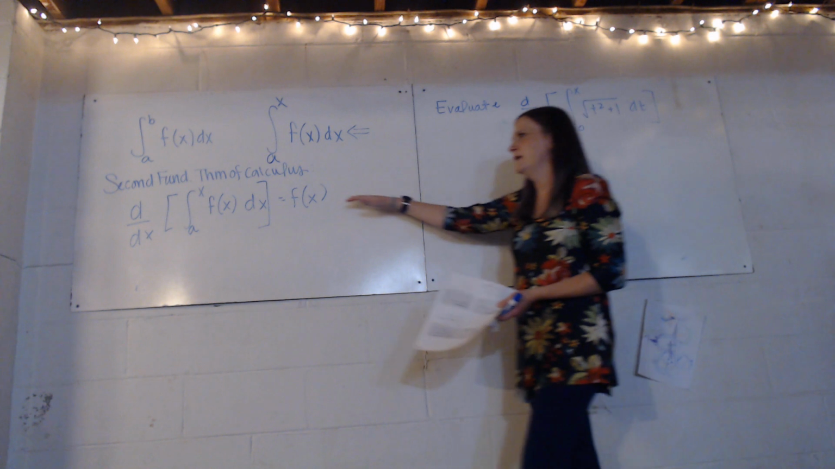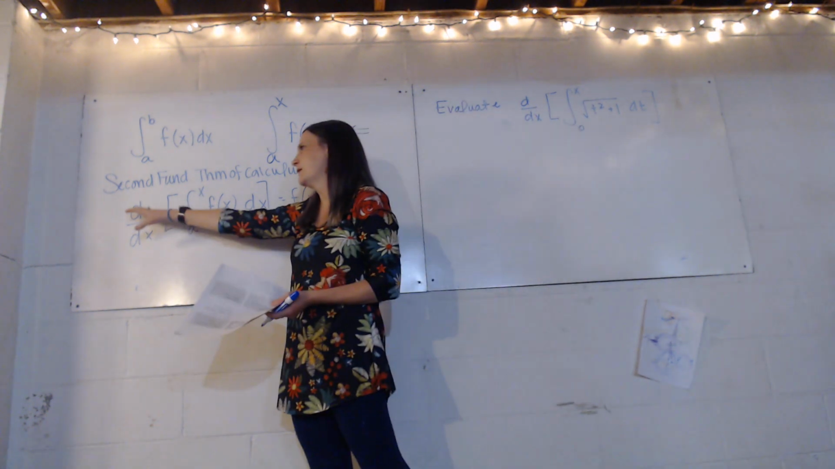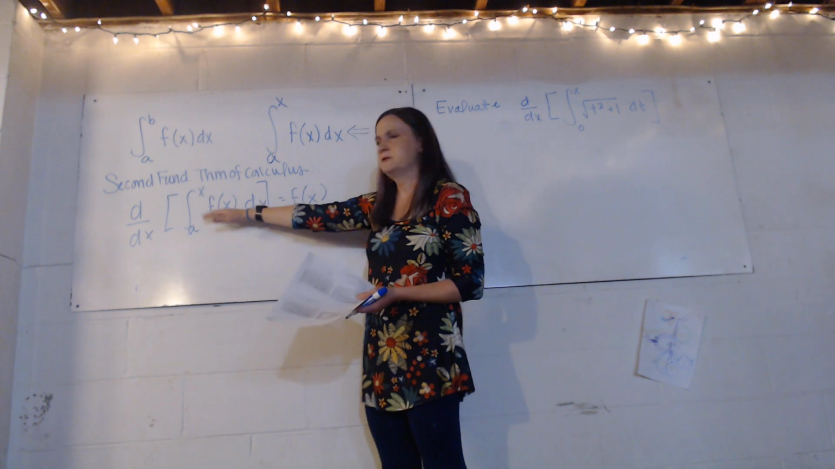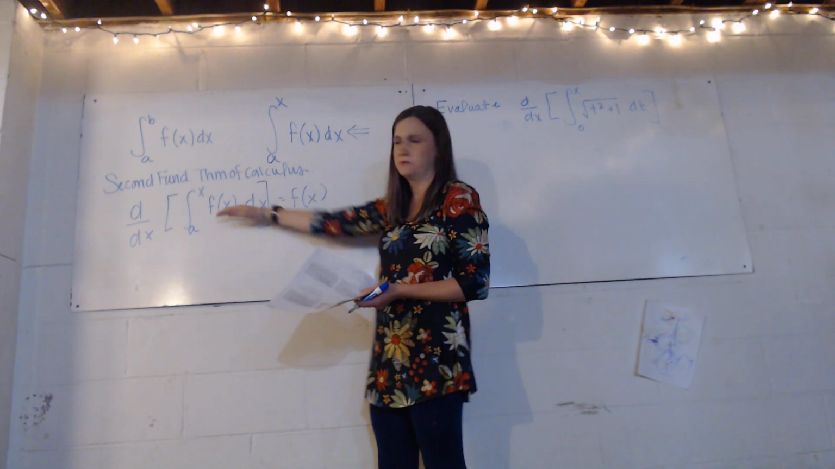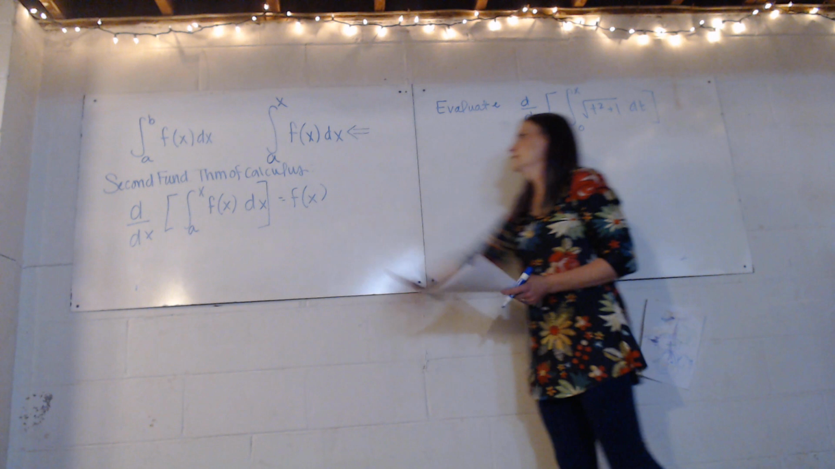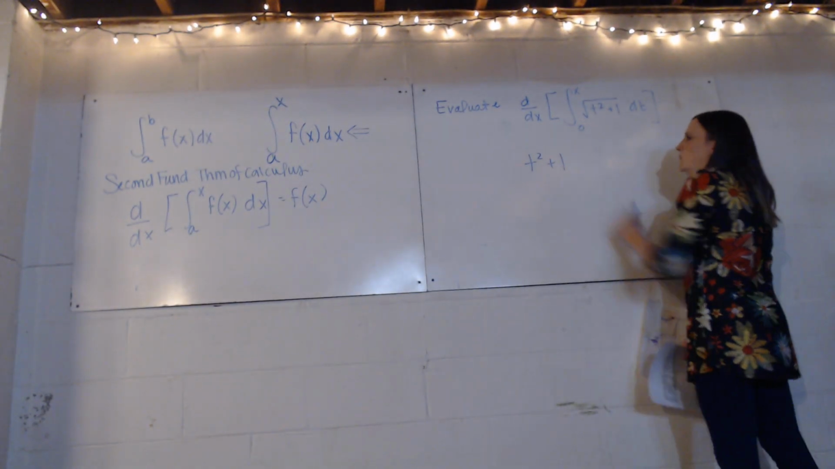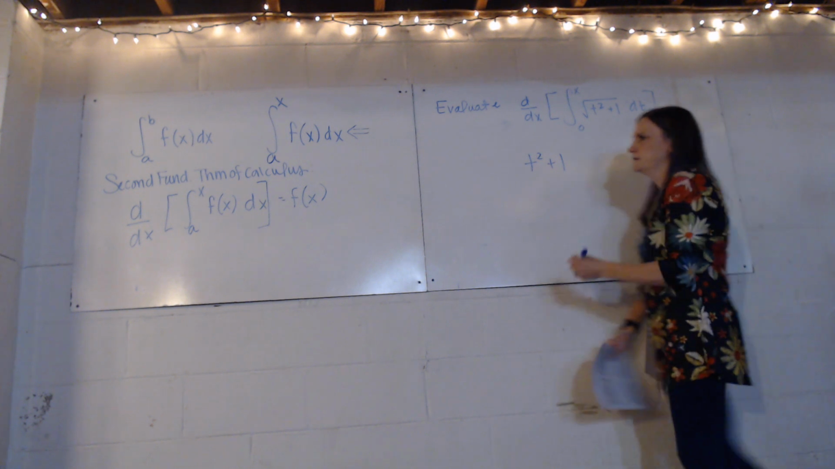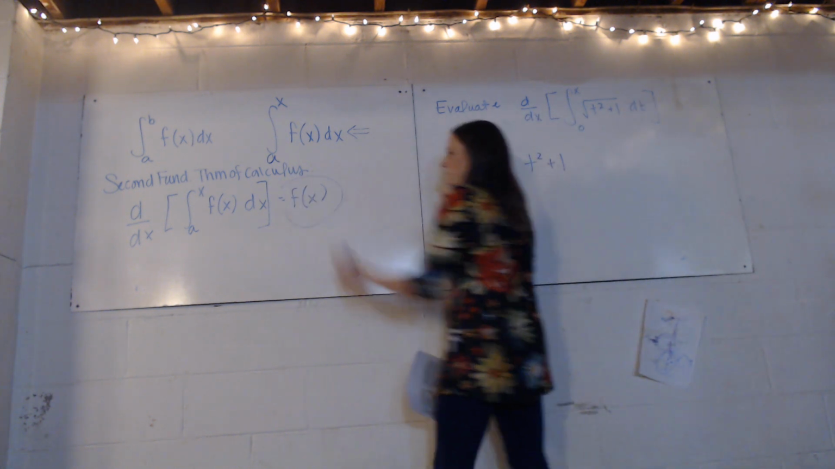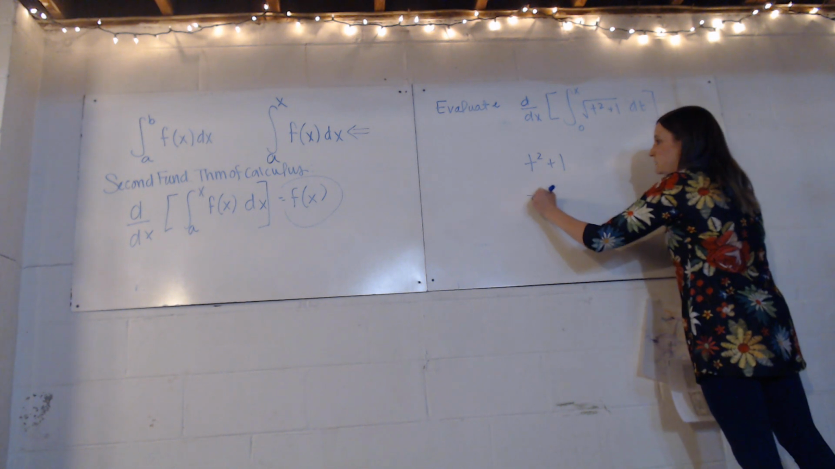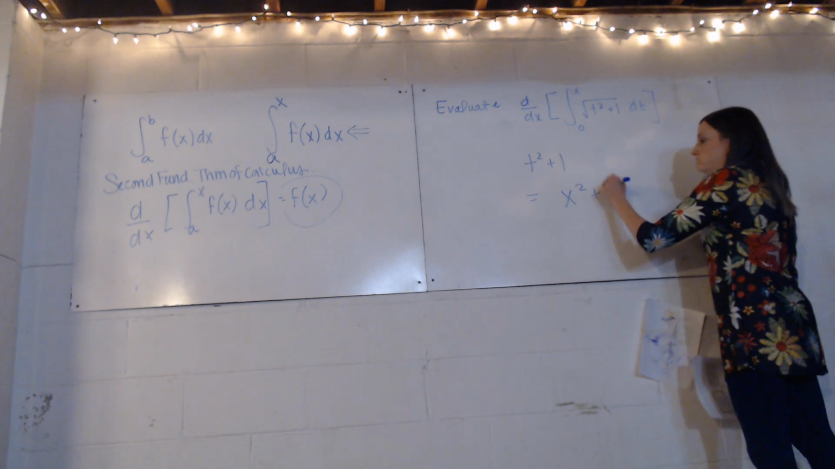Or I can say, I know by the second fundamental theorem of calculus that the derivative of some integral is equal to the original function inside the integral that I'm integrating. So what am I integrating? I'm integrating t squared plus 1. Now I put in x, since I'm doing it with respect to x. So my answer is x squared plus 1.